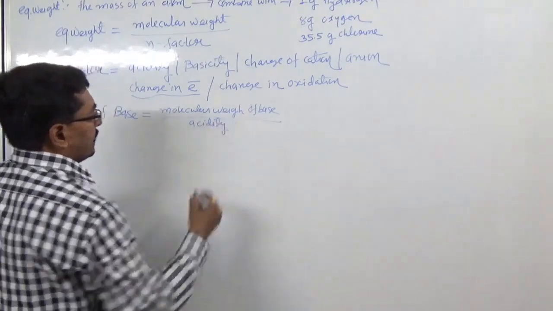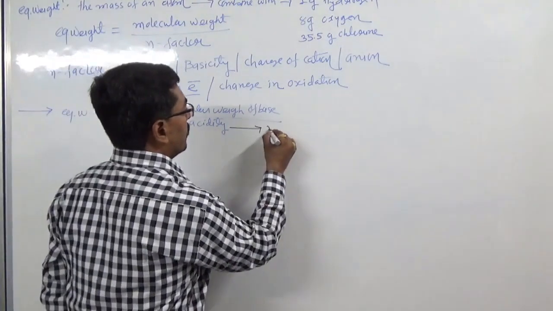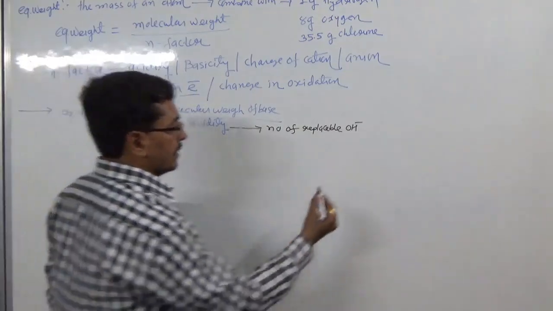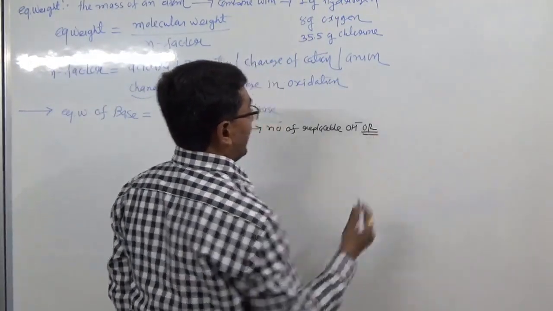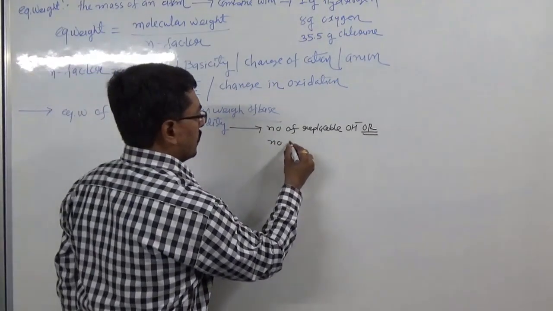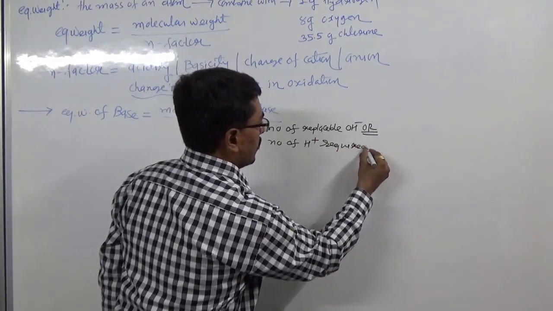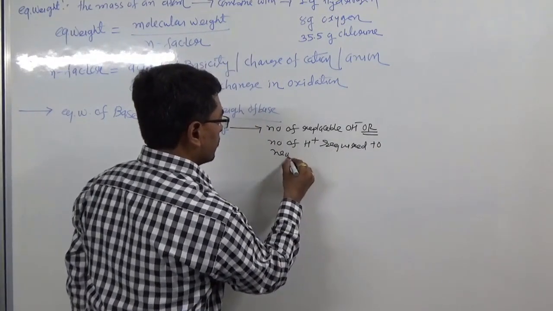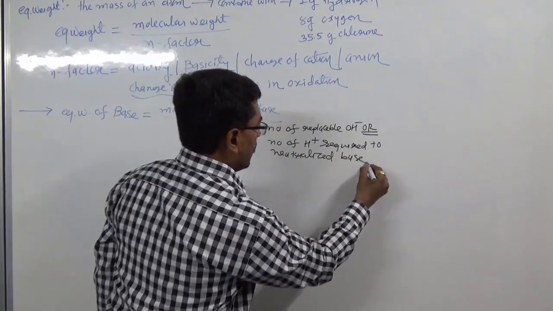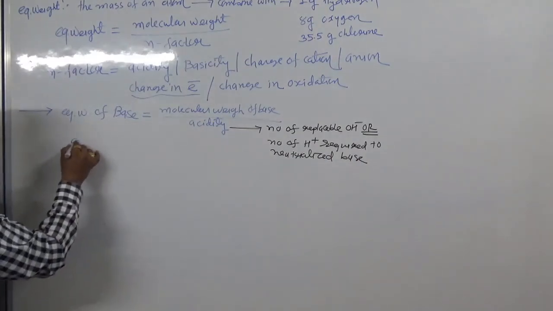Now what is meant by acidity? It is nothing but the number of replaceable hydroxyl ions. In other words, it is the number of H+ ions required to neutralize the base. This is known as the acidity of base.